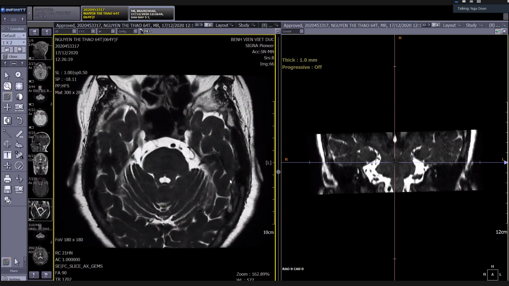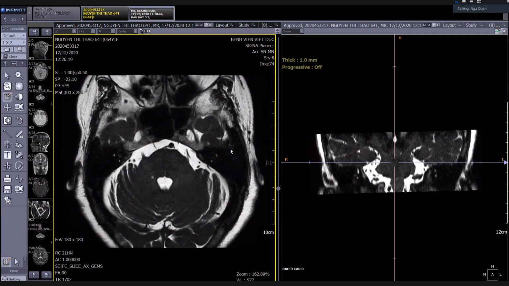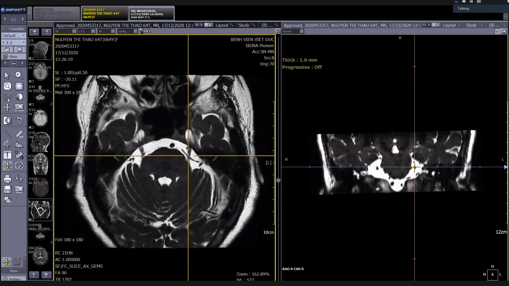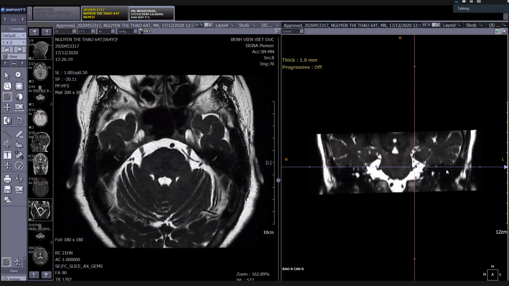This patient has trigeminal neuralgia. You can see the trigeminal nerve is caught between two vessels. The configuration in this case is sandwich compression. Yeah, sandwich pattern, right?